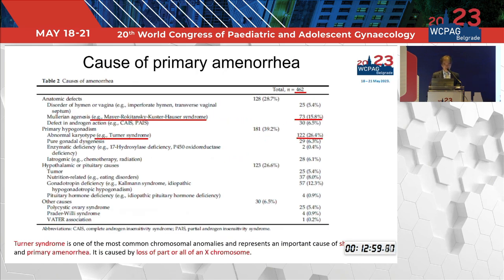So the cause of primary amenorrhea in Japan. The cause of primary amenorrhea was detected in 462 patients, and among them, abnormal karyotype, including Turner syndrome, was the most common at 26%, followed by Mullerian agenesis, such as MRKH, at 15.8%. Turner syndrome is one of the most common chromosomal anomalies and represents an important cause of short stature and primary amenorrhea. It is caused by loss of part or all of an X chromosome.